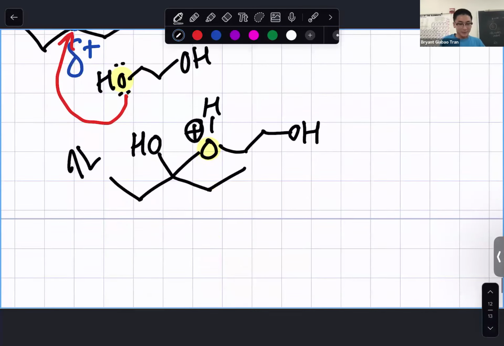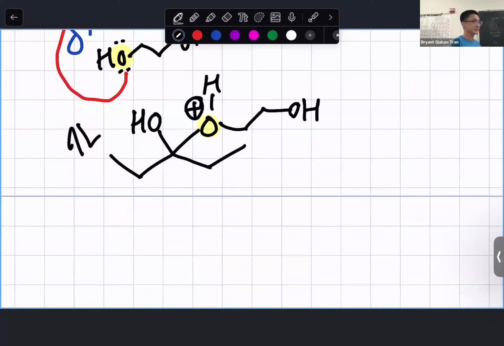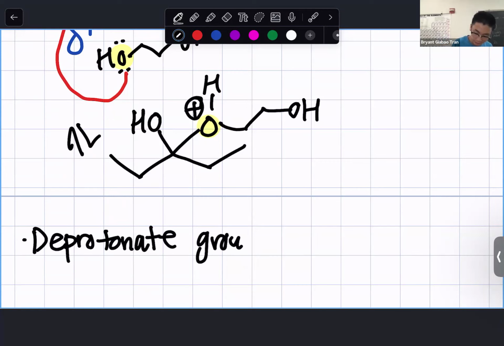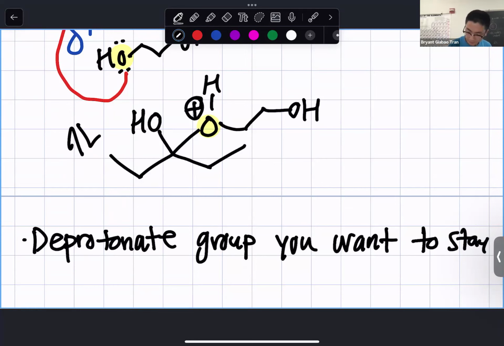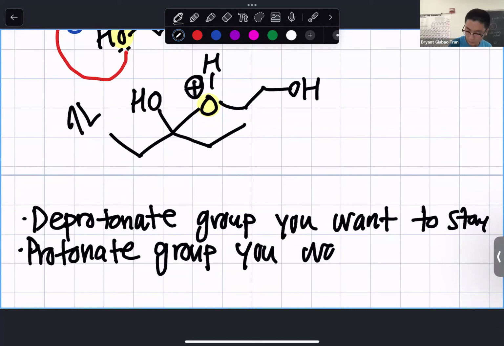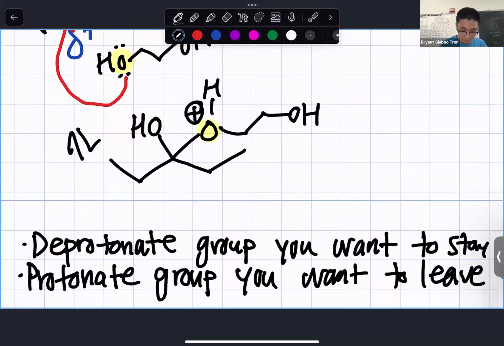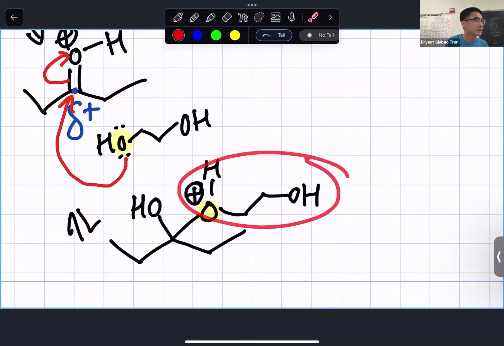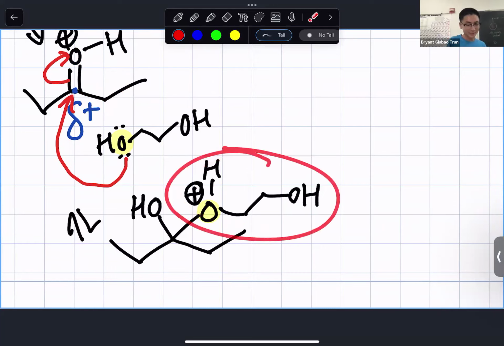Now, here are the 2 points that are going to be common for these future mechanisms you're going to learn. You're going to deprotonate the group you want to stay and protonate the group you want to leave, right? So since we just added this group here, we want that group to stay. But because it has a positive charge, it's a good leaving group right now.